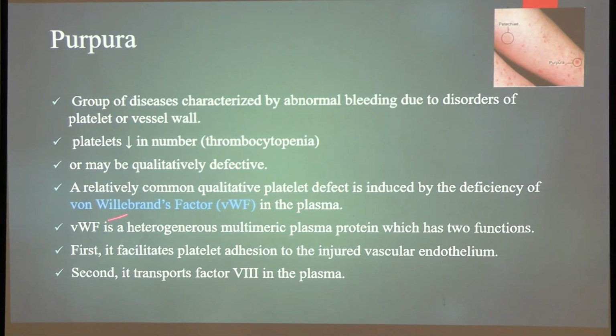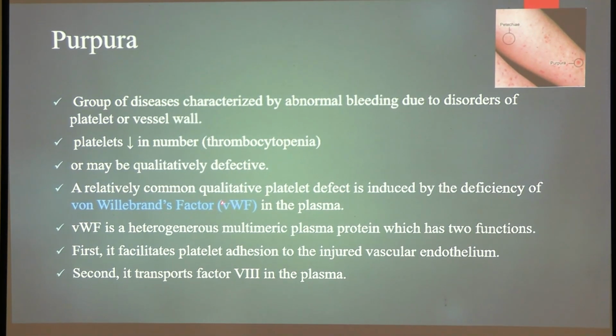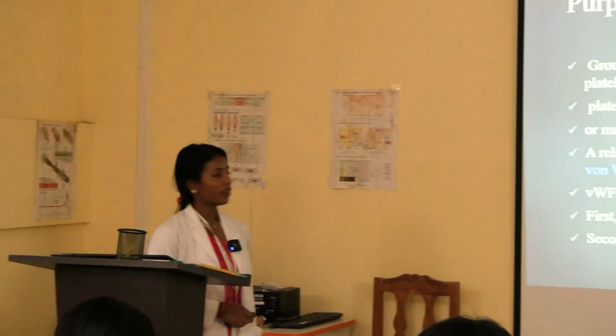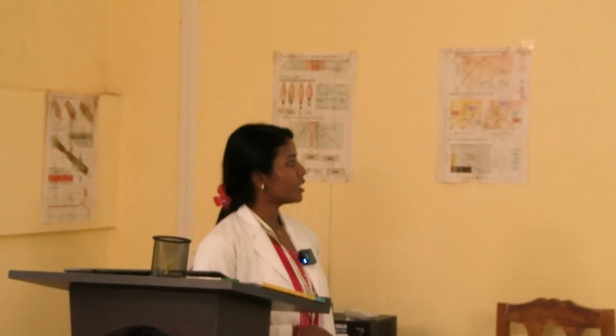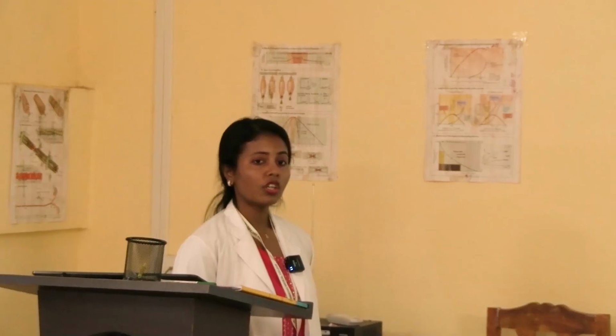In platelets we have VWF, von Willebrand factor, okay. This is a heterogeneous plasma protein. It facilitates platelet adhesion to the injured vascular endothelium. So basically they help in the clotting mechanism. In theory we will learn more about how the clotting mechanism happens, okay. So I won't go into much detail. This is just a brief idea, okay.